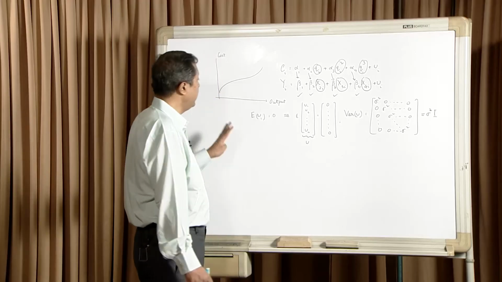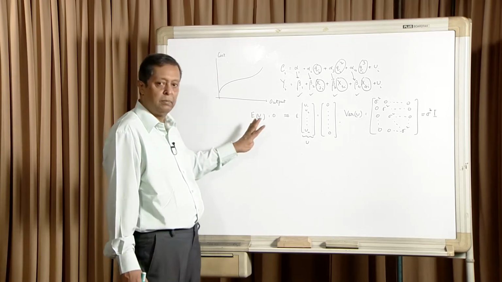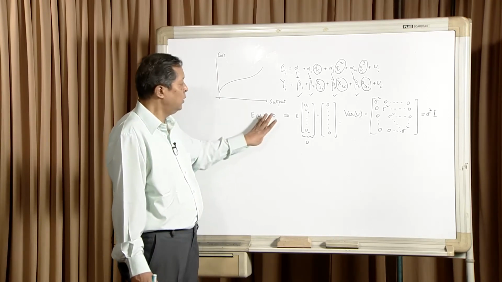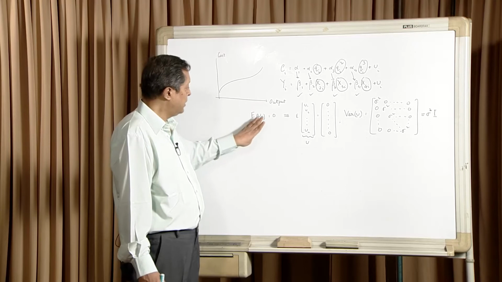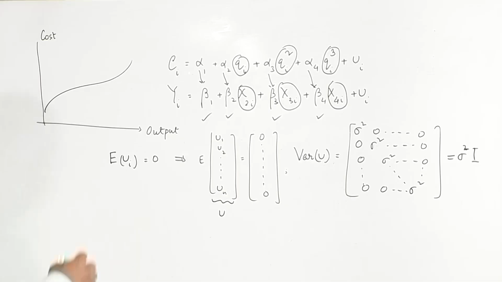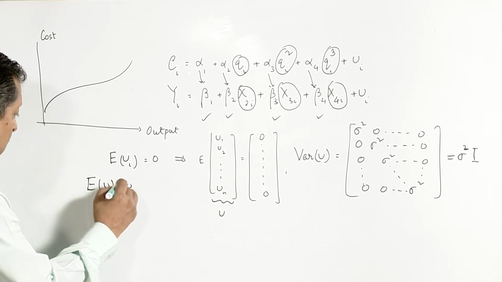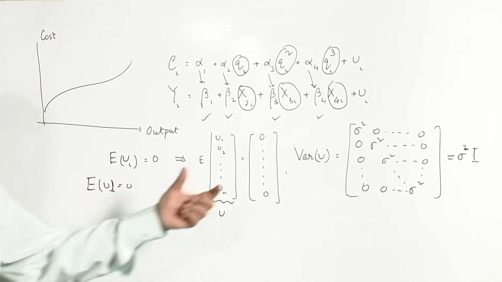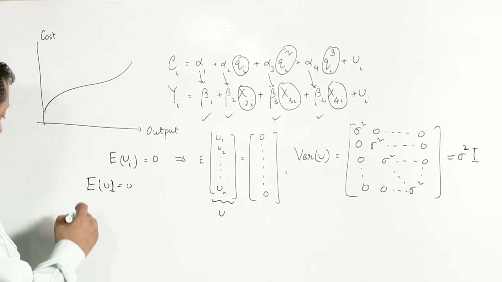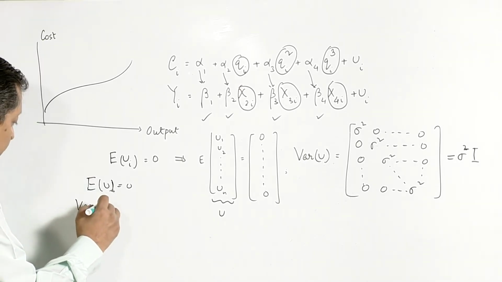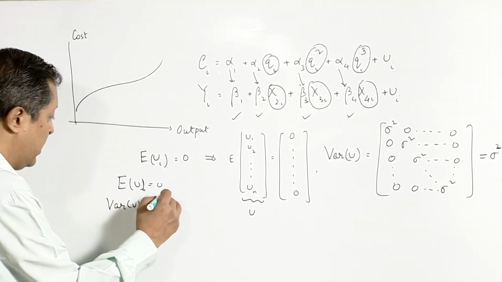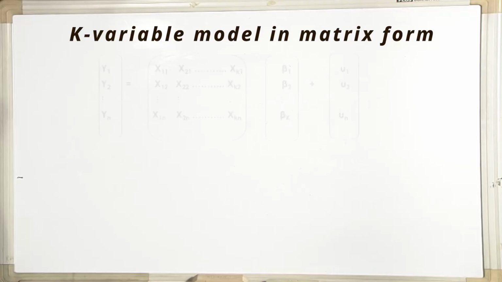So, these are two very important things, that is, we have to be able to express these two conditions: expectation of ui equal to 0, which we write as expectation of u is equal to 0, and variance covariance conditions, which we write as variance of u is equal to sigma square I.